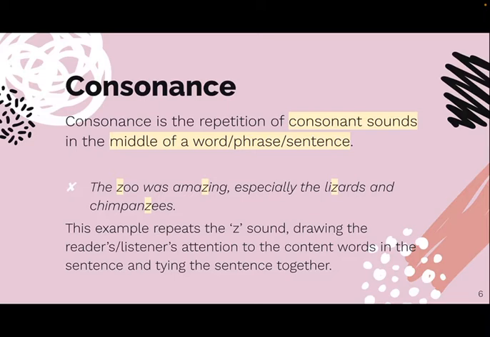Consonance is the repetition of consonant sounds in the middle of a word or a phrase or a sentence. So, for example, the zoo was amazing, especially the lizards and chimpanzees. So here we've got it throughout several words and it doesn't have to be at the start. So this example repeats the Z sound, drawing the reader's or the listener's attention to the content words in the sentence, and that ties the sentence together as well.